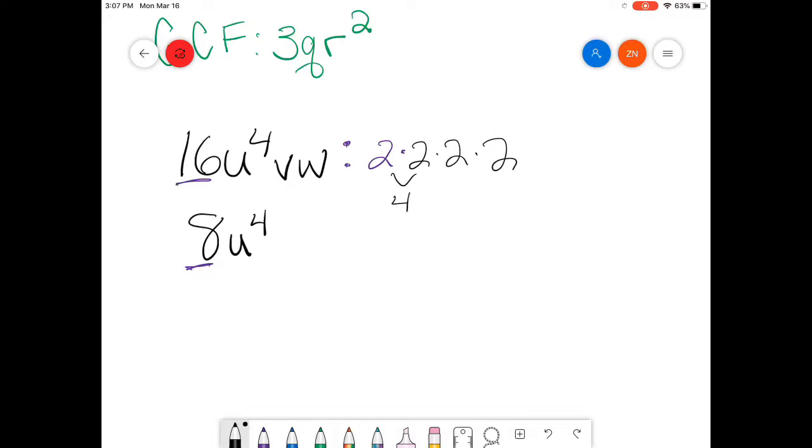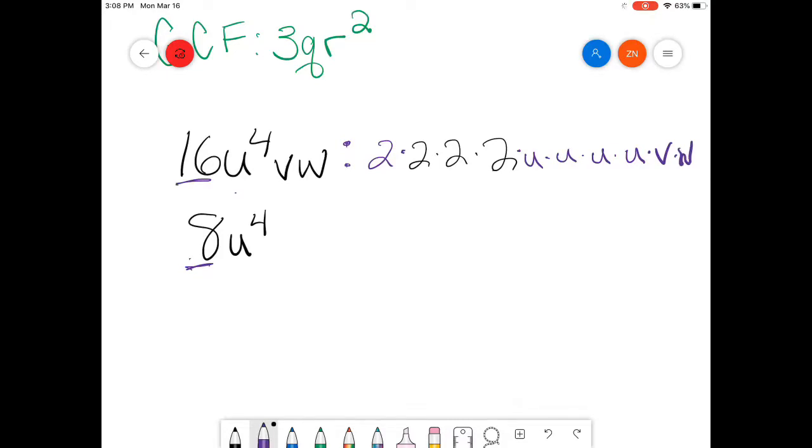2 times 2 is 4. 4 times 4 is 16. That's the most factored form of 16. Now take a look at your variables. You have u to the power of 4, so you should have 4 u's. 1, 2, 3, 4. 1 v and 1 w.